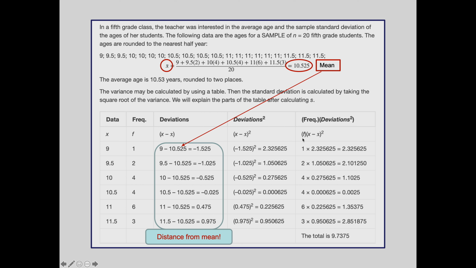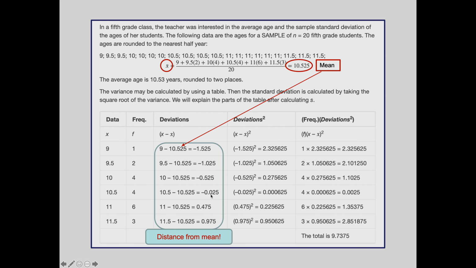Lastly, I want to remember about the frequency. See, there's only one 9. So when I get 2.325625, I keep 2.325625. But on the next one, there are two 9.5s. So I have to take the square value and times it by 2. In the next one, I take the square value and I multiply it by 4 because there's 4 in the frequency. That means there's a 10, a 10, a 10, and a 10. So why write the 10 four times and copy the numbers down four times? That would be a pain. Instead, what we do is we write it once and then just multiply by 4. Likewise for 10.5, I multiply by 4.